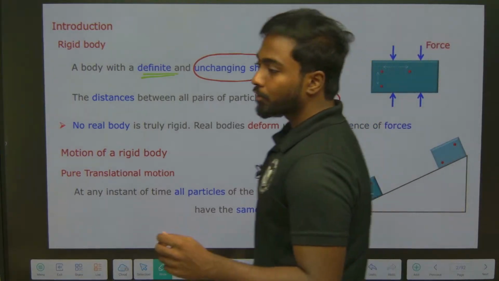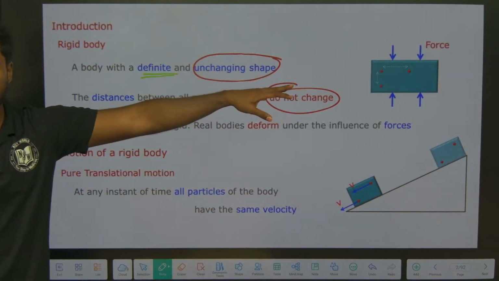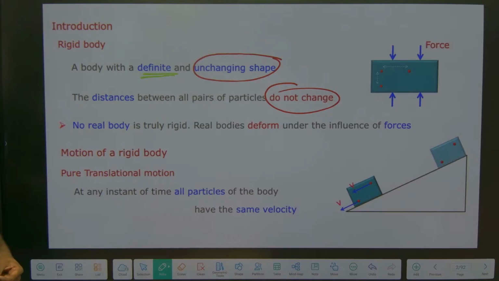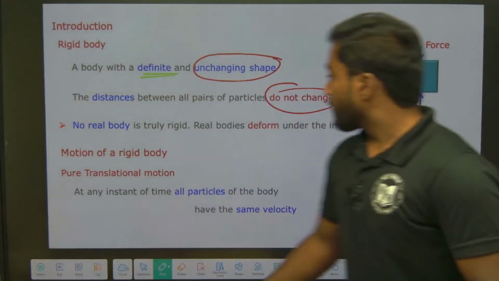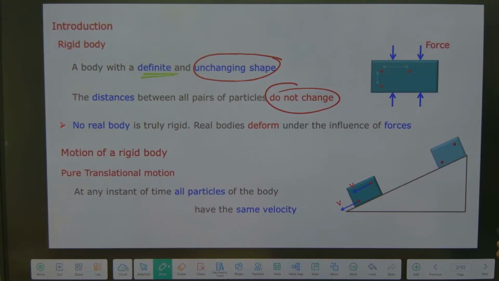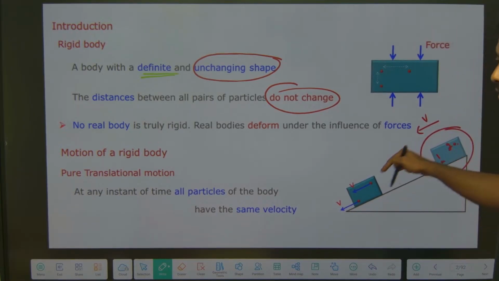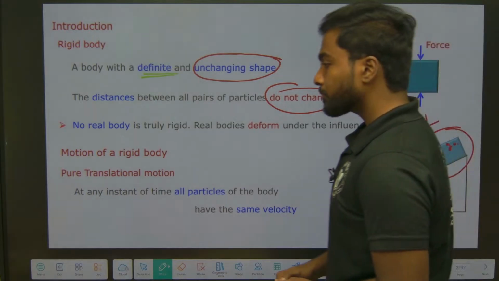So when I try to apply force on the body, what happens? It will deform, right? So, motion of a rigid body. At any instant of time, all particles of a body have the same velocity. If I consider this is the object, and in this I am considering one particle and a second particle, and this object is going with some velocity v, what about the velocity of this particle? Particle 1 also will be v, particle 2 also velocity will be v, right?